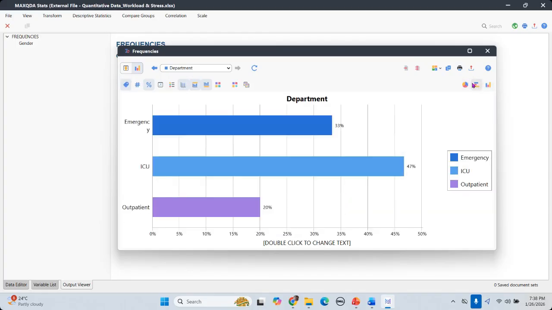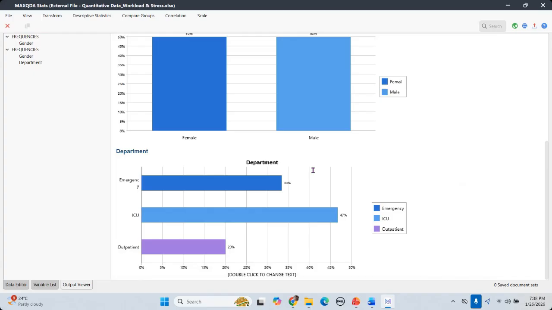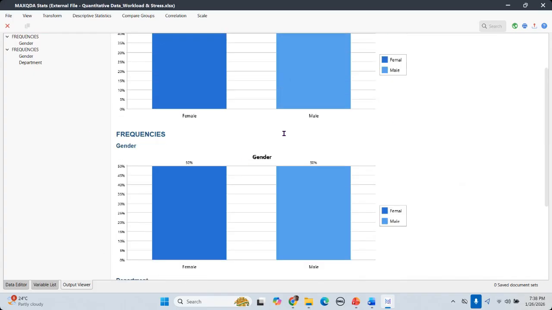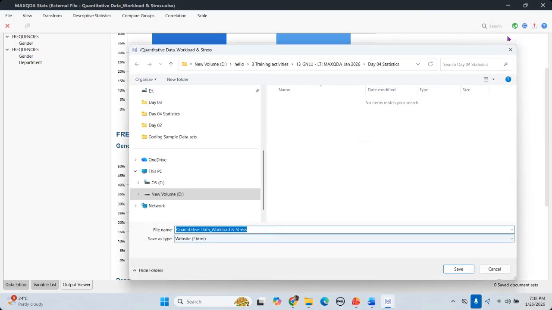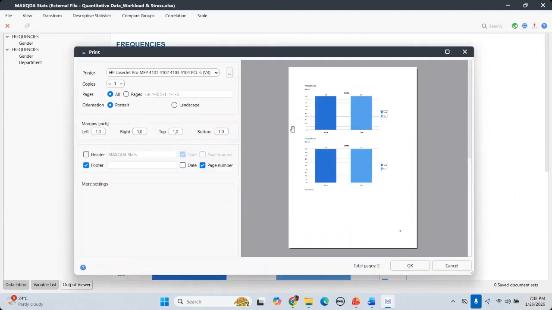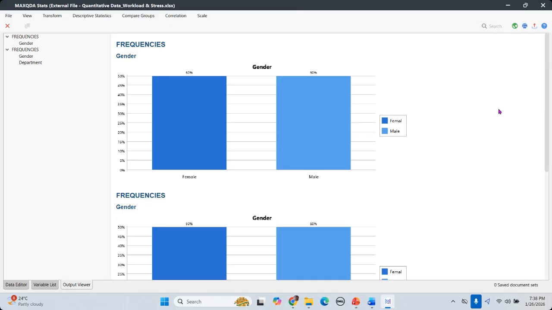Now I want to see both charts together. I want to display the gender chart and department chart in a single view. So for that, I can click on these two. Now see here, I got both in the same view. If you want to take it to a Word document, here I can click on it. I can export it. I can also print it. I can also take the printout of it. There are a couple of options.